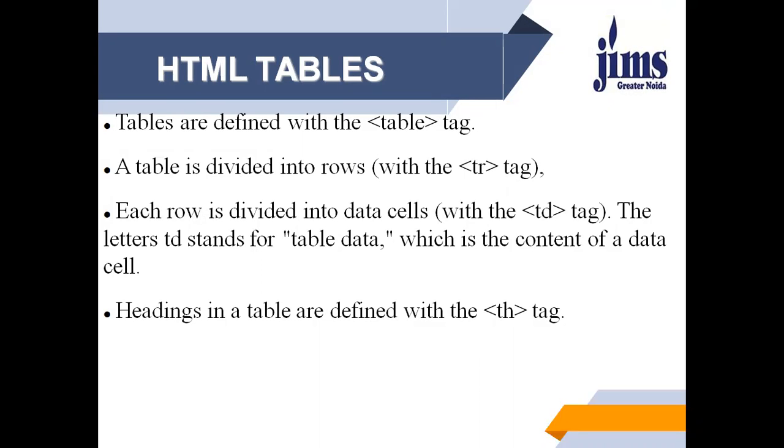Each row is divided into data cells with the TD tag. The letter TD stands for table data, which is the content of the data cell. So in a row, if you want 2 table data tags, we have 2 columns and we fill the data with the help of the TD tag. We'll see an example in a future slide. And you can mention the heading also. Headings in a table are defined with the TH tag.